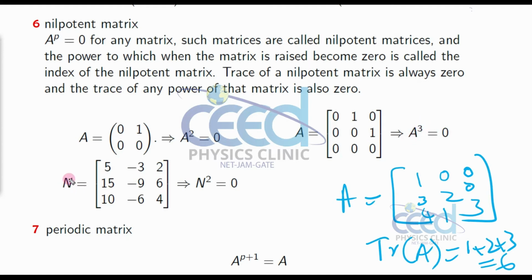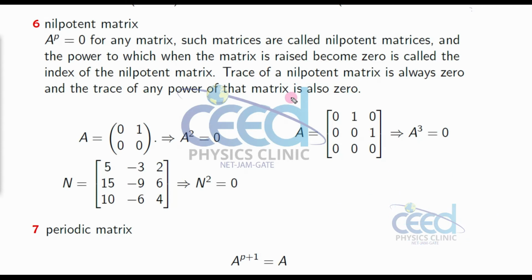Now see here, these all are nilpotent matrices. What is the trace? 0 plus 0 is 0, 0 plus 0 plus 0 is 0, and this is also another nilpotent matrix. Suppose you add 5 plus 4, 9, plus minus 9, that is equal to 0. So the trace here is also 0. So this is a very important property: the trace of a nilpotent matrix is always 0.